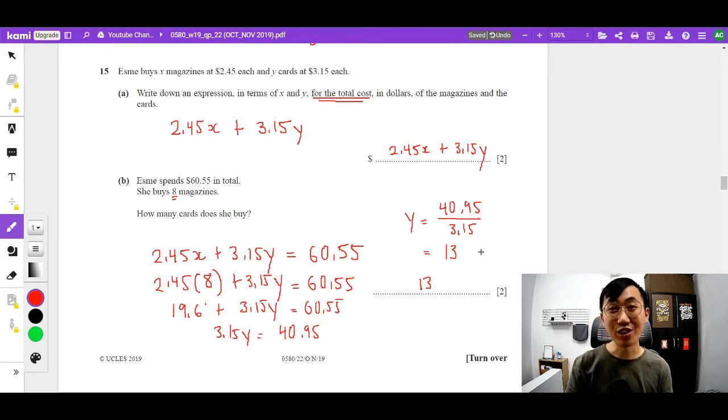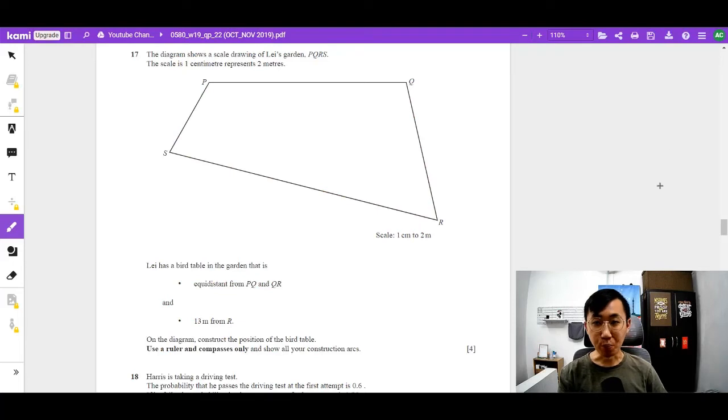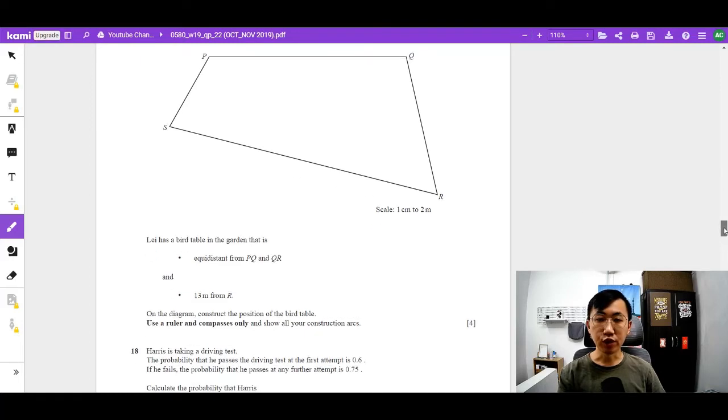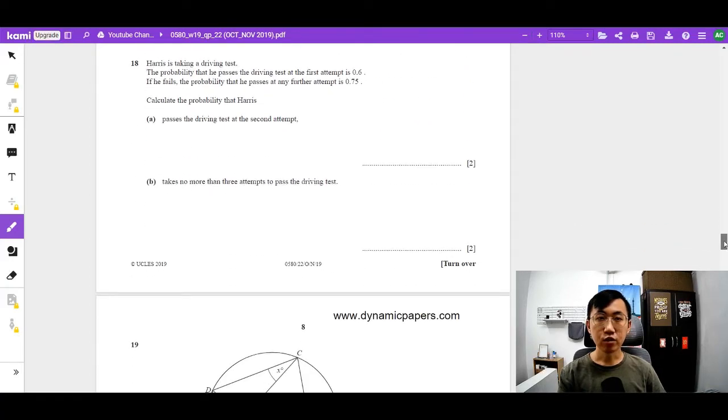Okay, so that is actually question 15. 17 has been removed from the IGCSE Math syllabus. This is actually loci, or locus of a point. So it is removed already, we're going to skip that. Alright, let's go for question 18.